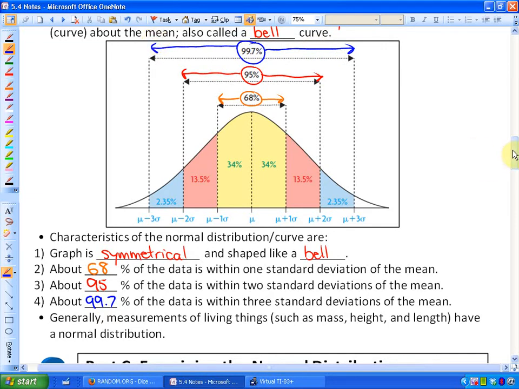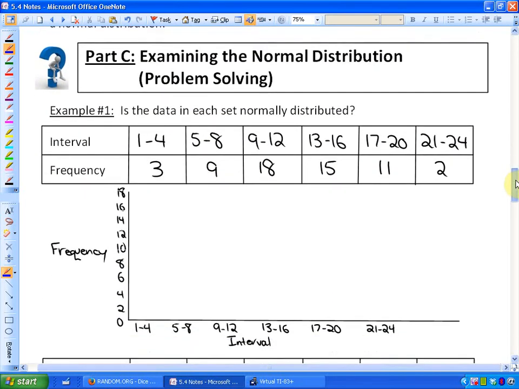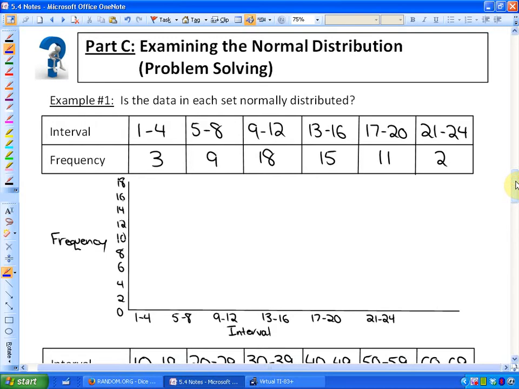So what we're going to do is apply some of this knowledge to a couple problems. First of all, we're just going to examine to see when things are normally distributed. Example number 1, so we're in part C, examining the normal distribution.